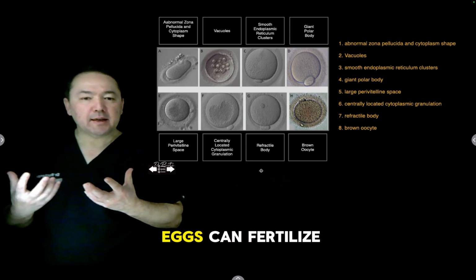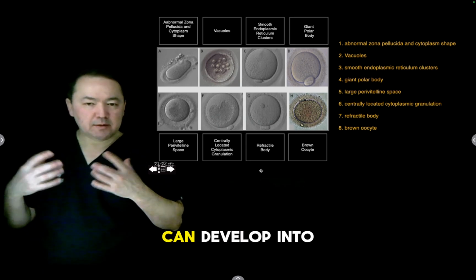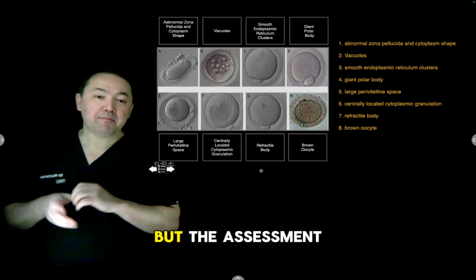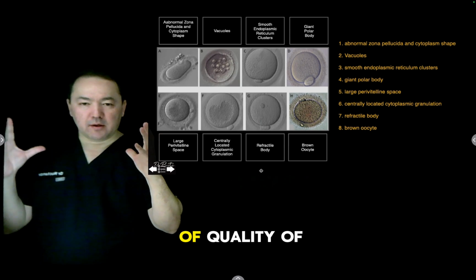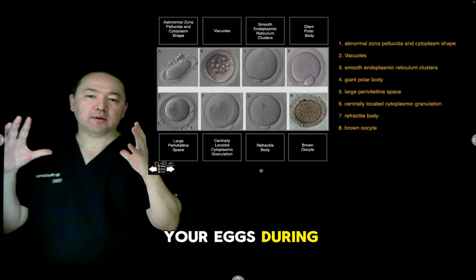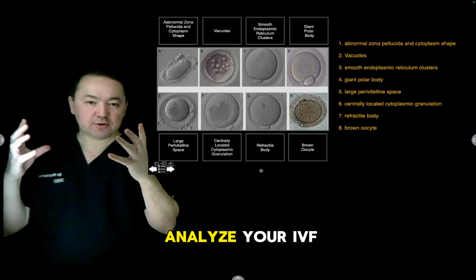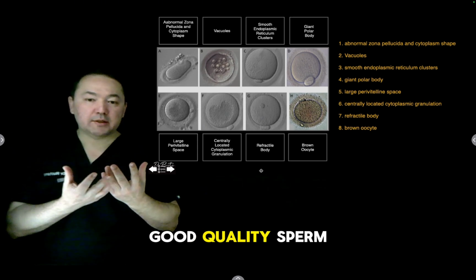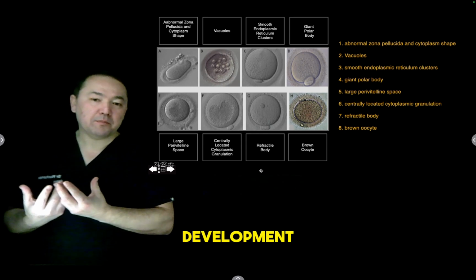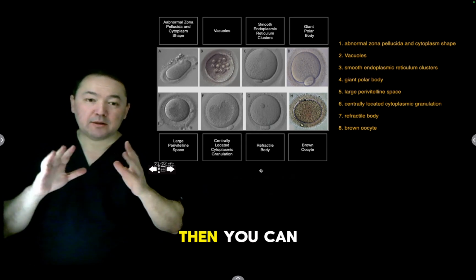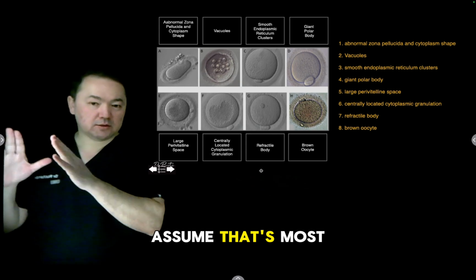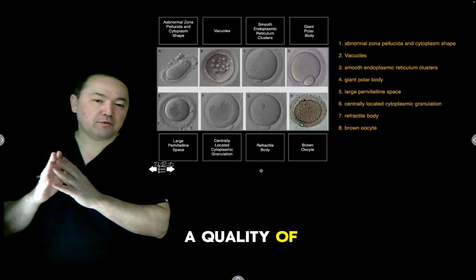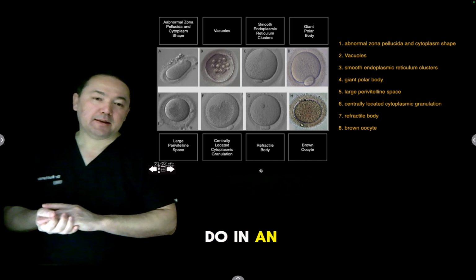Even poor quality eggs can fertilize and can develop into embryos. Some of them can become an entirely healthy baby, but the assessment of quality of your eggs during IVF helps us to analyze your IVF cycle. Let us say if you had a good number of eggs, good quality sperm, and had very poor embryo development or failed embryo development, then you can track back and assume that's most likely due to the egg, because we could see an issue with the quality of the eggs, which you can do in ICSI.